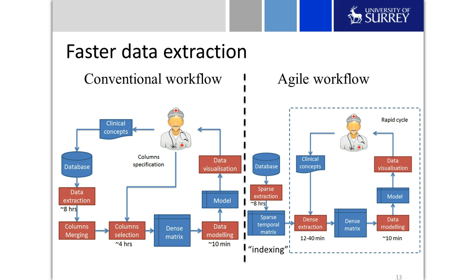We see that the data extraction process can be very time consuming. Hence, in the agile workflow, we move the data extraction as a separate process. Rather than producing columns, we produce a sparse temporal matrix, and this only needs to be computed once. The clinicians then can engage in a rapid cycle of data extraction and modeling in an efficient way. Now, in our experiments, we could do this in under 12 to 14 minutes to process about 1 million patient records. Therefore, an agile workflow can significantly increase a clinician's work productivity.